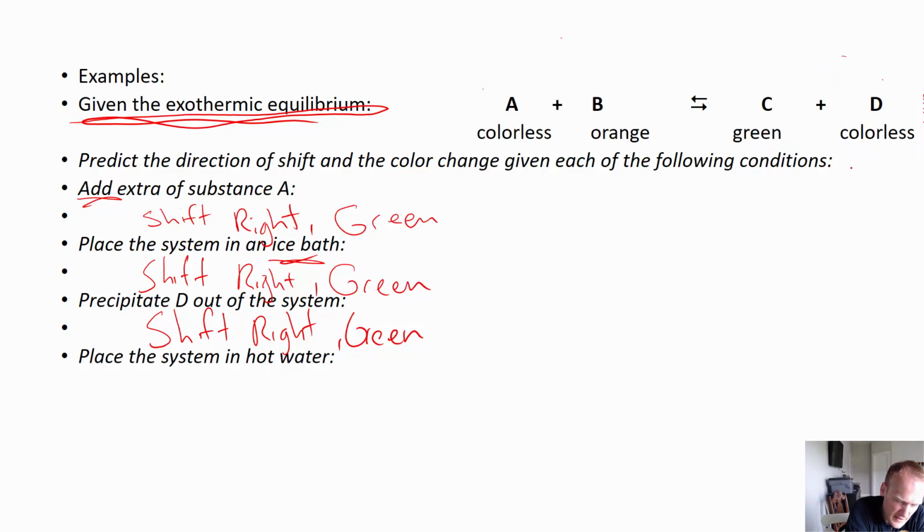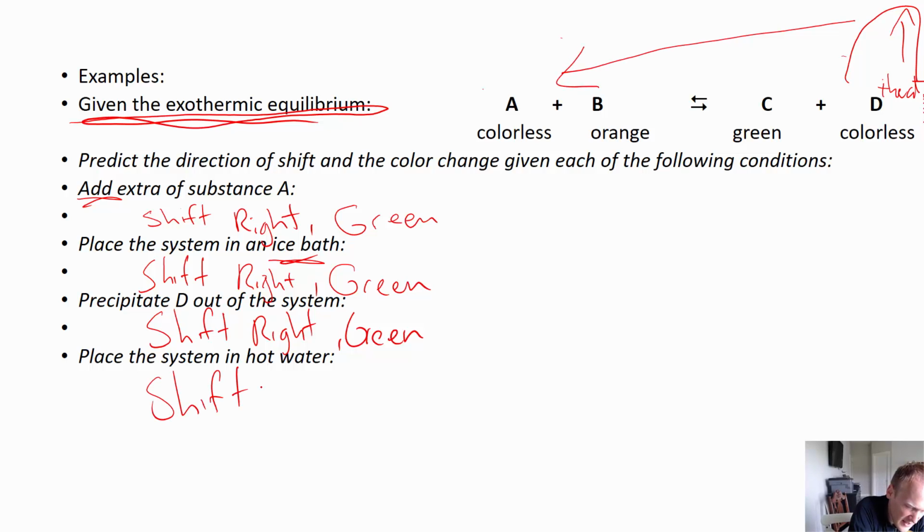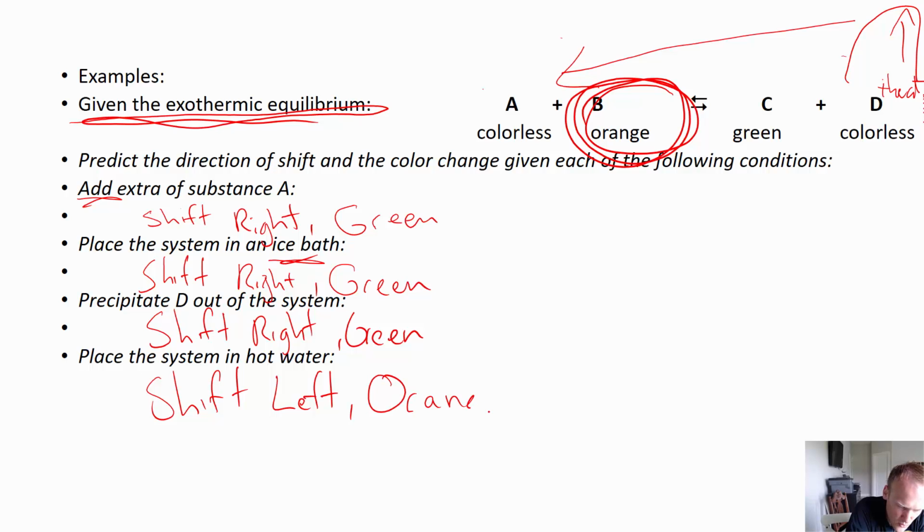All right? Finally, place the system in hot water. Oops, I erased my heat. If we put it in hot water, we are increasing heat, meaning we're building a hill on this side. That means it's going to shift this way. This will be a shift left. It's going to run away from the hill. And when it shifts left, it's going to produce more of this reactant here, which is orange.